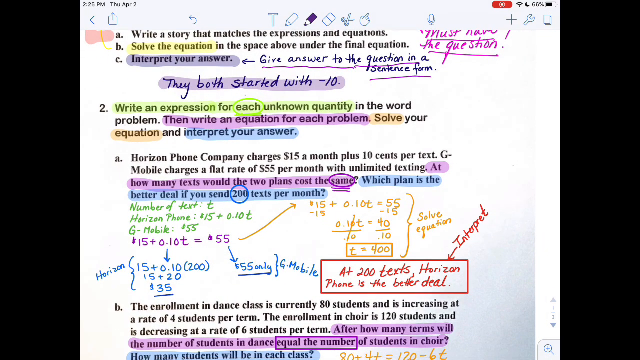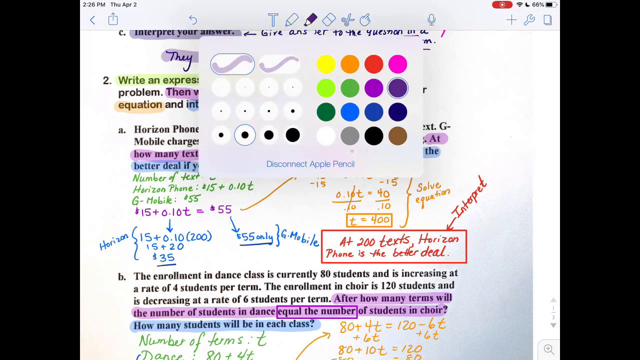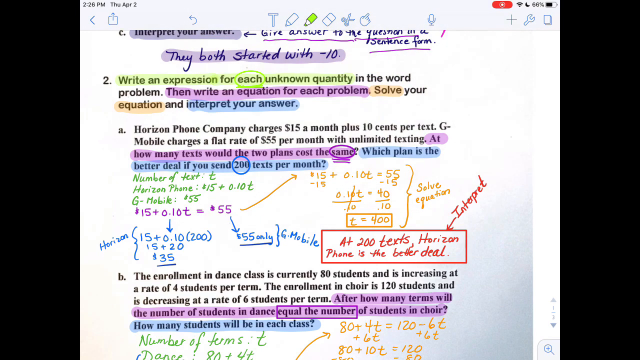Looking down at number 2, again, look what it's asking. You have to write an expression for each unknown quantity, write the equation, solve the equation, and interpret the answer. So the very first thing that they're asking is for you to give me what does each part of the story mean? How are you breaking it down to change it from words into variables and expressions? So you've got the Horizon Phone Company and you've got G-Mobile and you're looking at their rates. So this is what they want you to give. I want to know, what does each part represent?